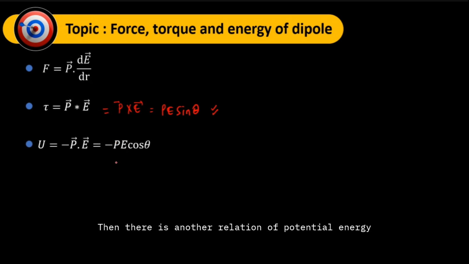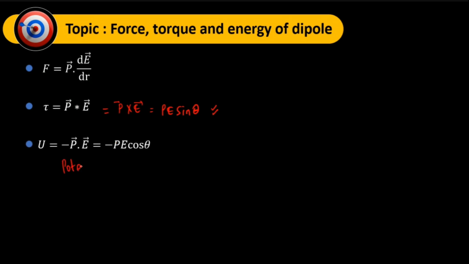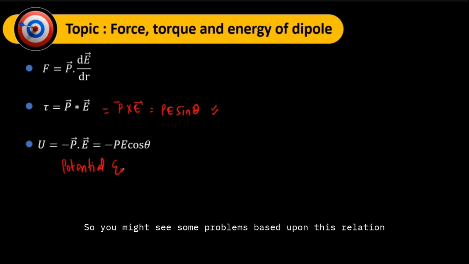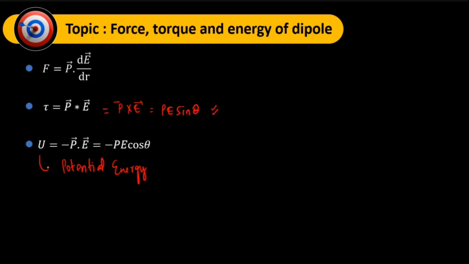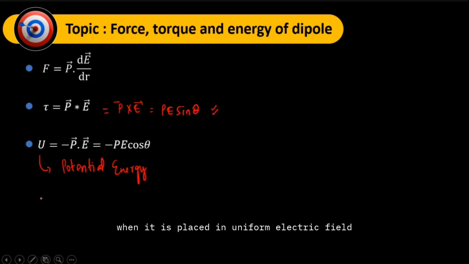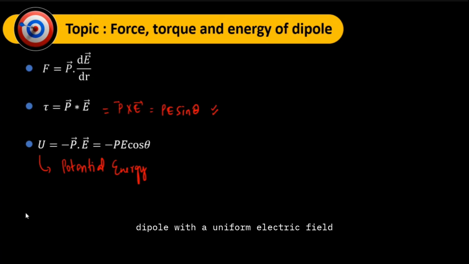Then there is another relation for potential energy. You might see some problems based upon this relation. The potential energy for an electric dipole when it is placed in a uniform electric field is given by negative P E cos theta, where theta is the angle made by the dipole with the uniform electric field. In some of the questions you might be using it or might not be. When we look at the book, we'll get to know more about it.